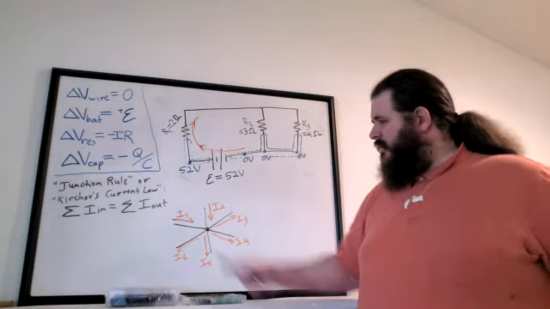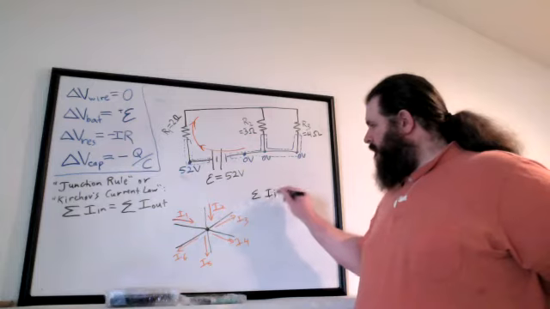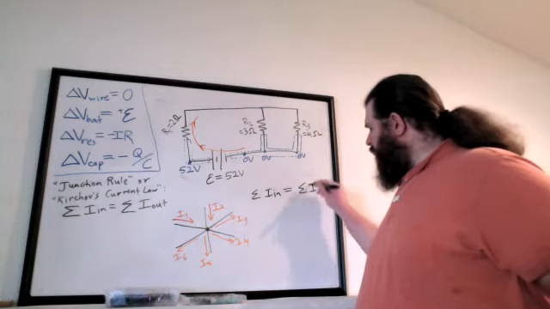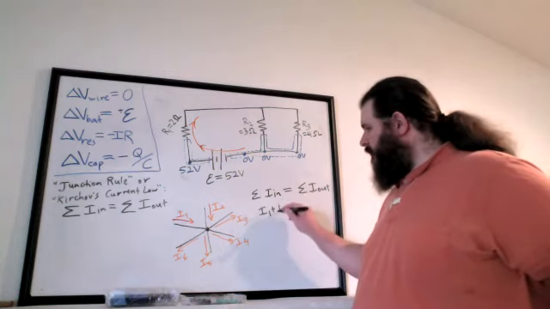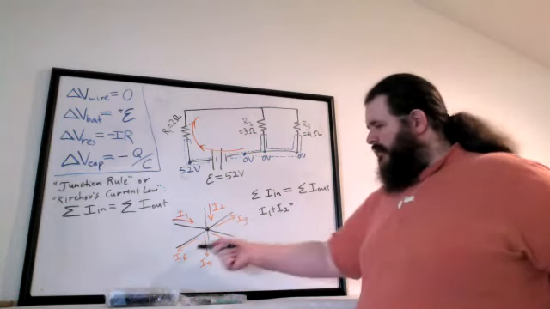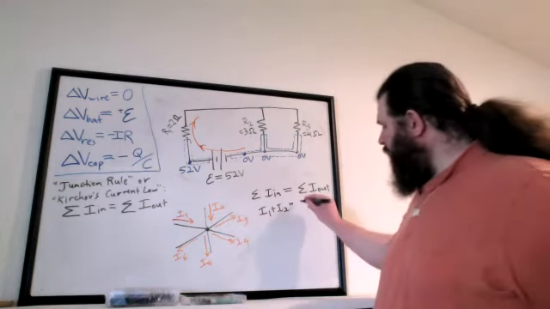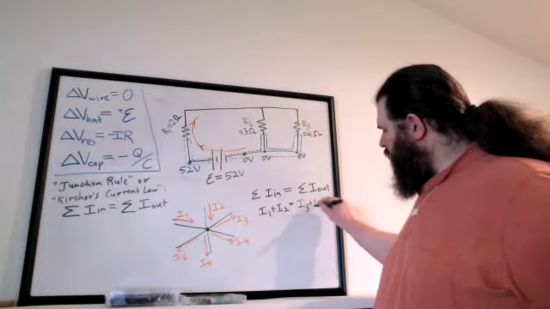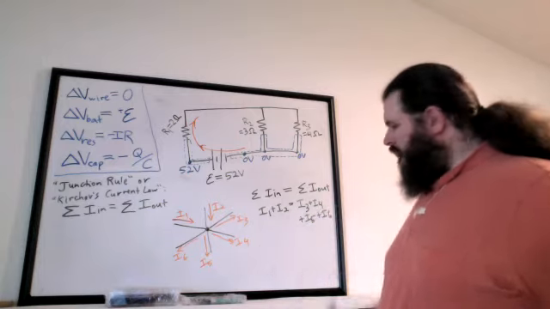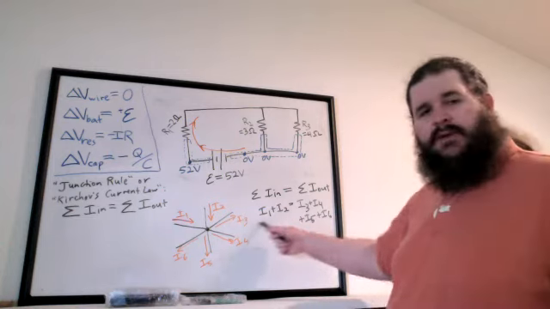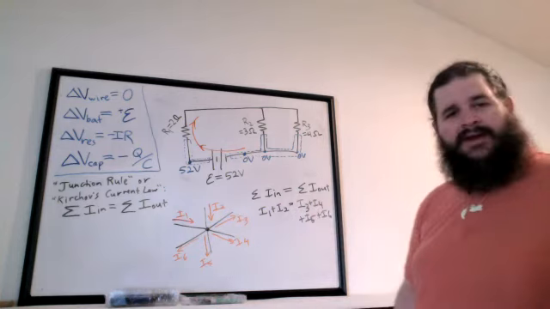I1 and I2 are both flowing in. So we could say the total current flowing in is I1 plus I2. And then everything else is flowing out. I3, I4, I5, and I6 are all currents flowing out. So we can say the sum of all the currents flowing into that point has to equal the sum of all the currents flowing out of that point.